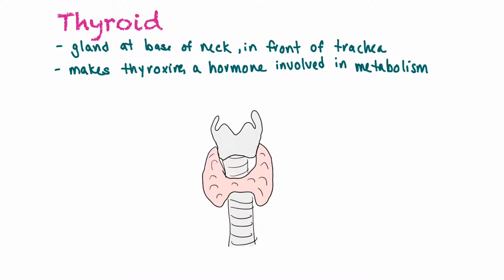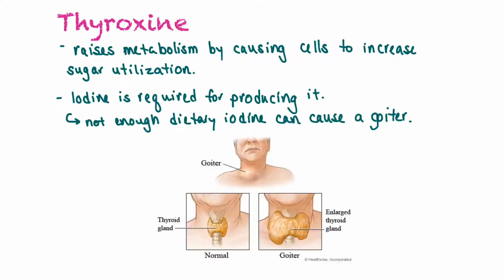The thyroid gland is a gland at the base of the neck, just in front of the trachea, and it almost looks like a little butterfly. So it's this gland right here. It's a two-lobed gland, and it makes thyroxine, which is a hormone involved in metabolism. Thyroxine is the hormone that is involved in raising our metabolic rate by causing our cells to increase sugar utilization.